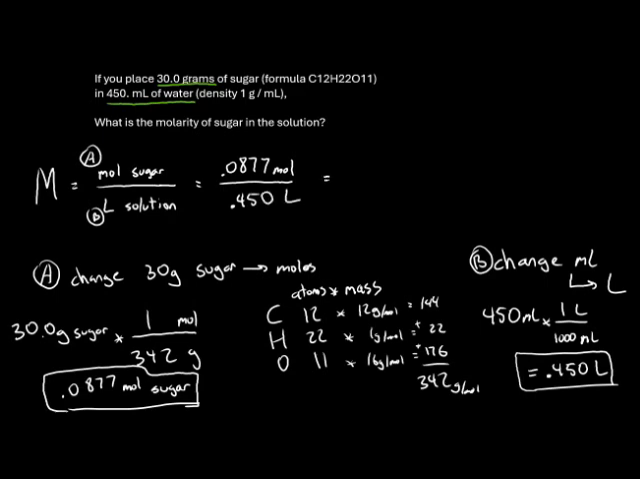For our final step, we will divide the moles over the liters. We'll end up with a molarity of 0.195. We'll abbreviate that, again with an uppercase M, and we'll remind ourselves this is for sugar. And so this is how we get both molarity and percent mass of a compound.